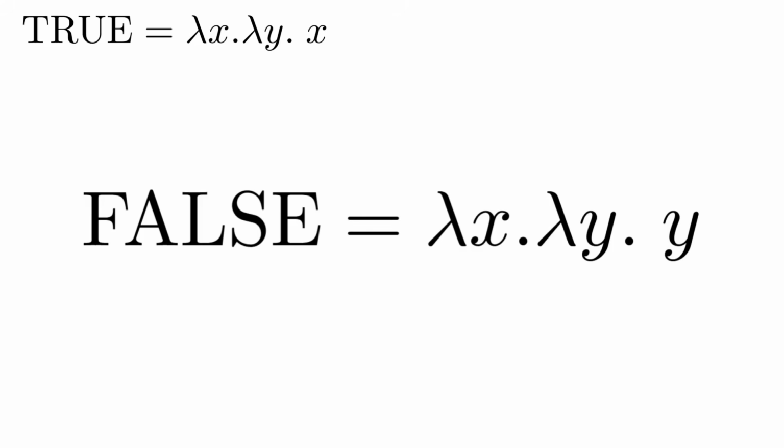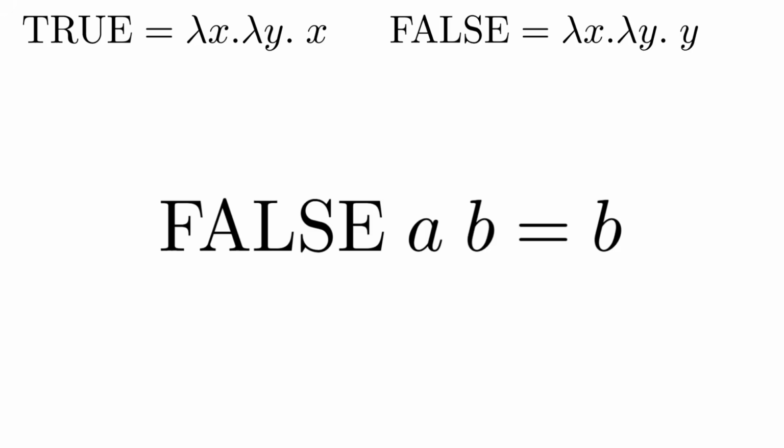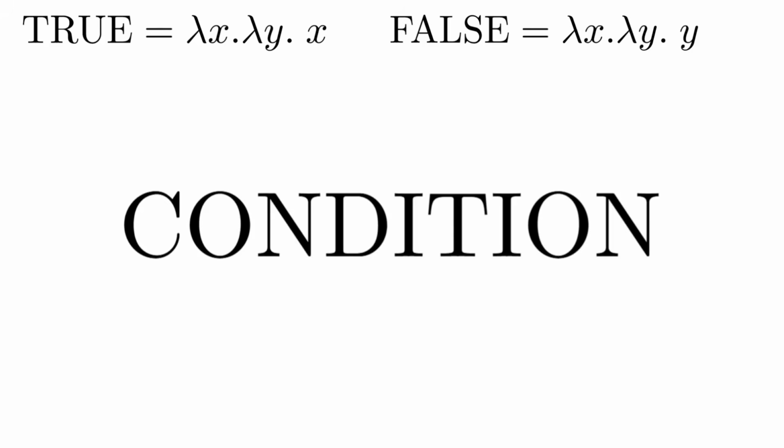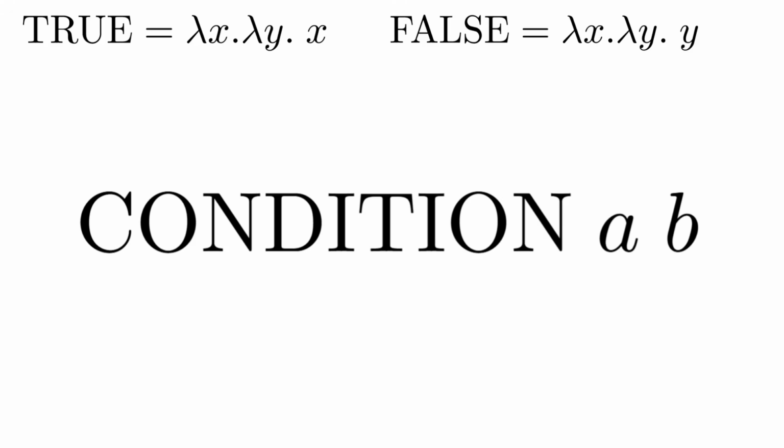For false, we can say false equals lambda x dot lambda y dot y, so false of ab is b, or the second option. True and false are opposites of each other. So now we could imagine having a function that gives true or false called condition, and condition of ab would give a or b depending on whether it evaluates to true or false.